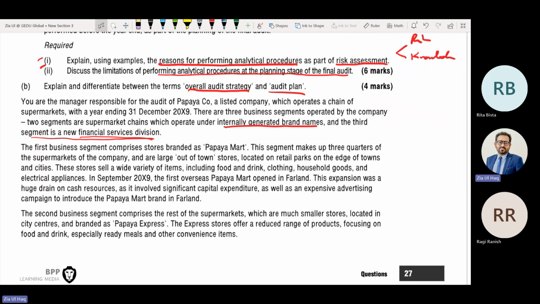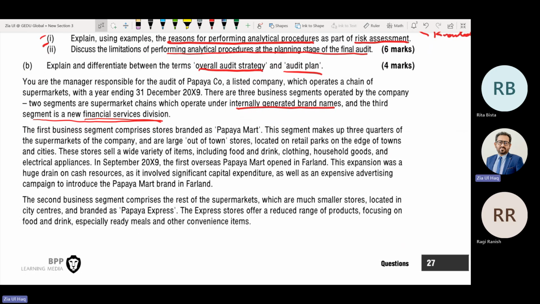So the first business segment comprises stores branded as Papaya Mart. This segment makes up 3/4 of the supermarkets of the company and are large out-of-town stores located on retail parks on the edge of towns and cities. These stores sell a wide variety of items, including food and drink, clothing, household goods, and electrical appliances. In September 2009, the first overseas Papaya Mart opened in Farland.